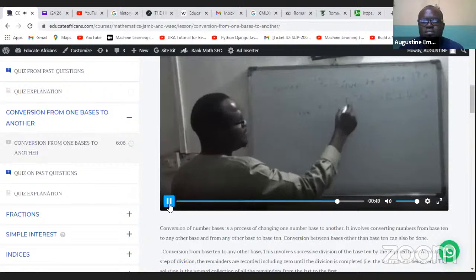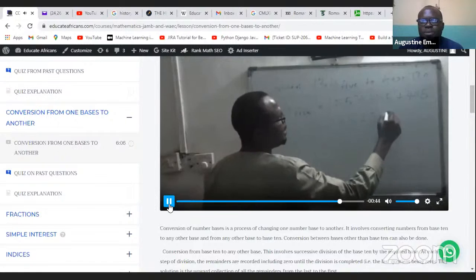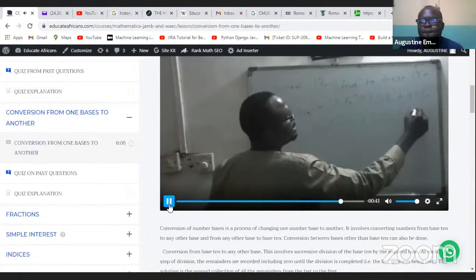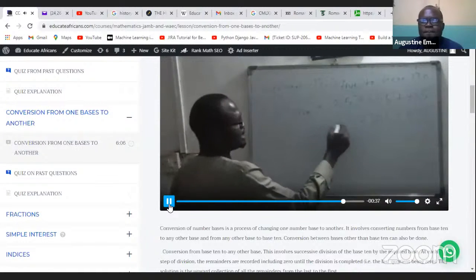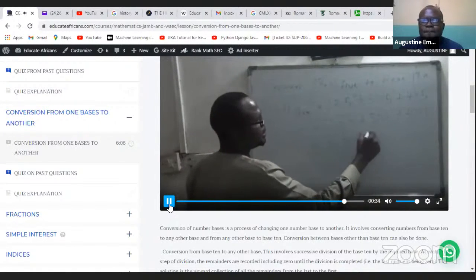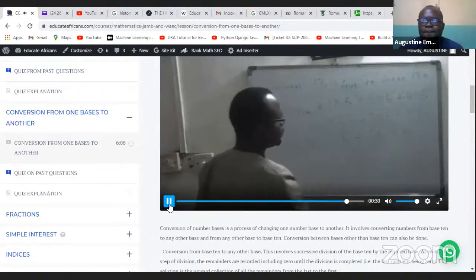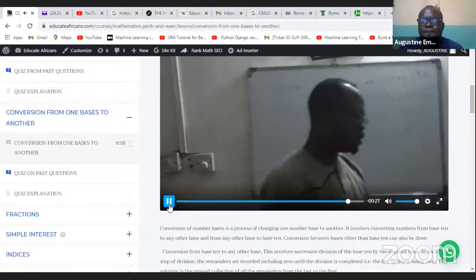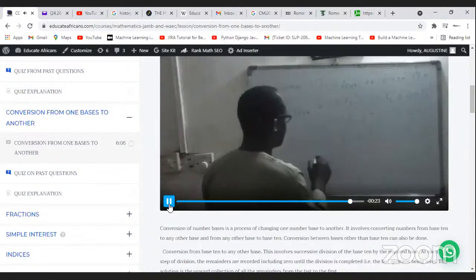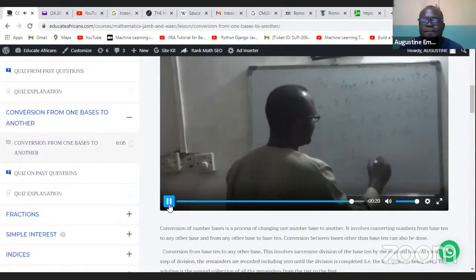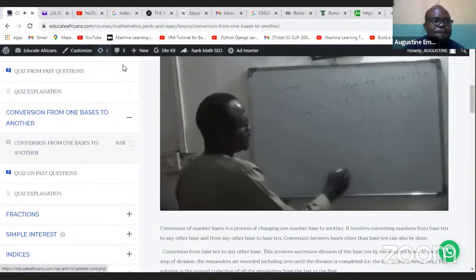Now, to simplify, 5 to the power 2 is 25, plus 3 times 5 to the power 1, which is 5, plus 4 times 5 to the power 0, which is 1. Anything to the power 0 is 1. Now, break it down. 1 times 25 is 25, plus 3 times 5 is 15, plus 4 times 1 is 4. Now, 25 plus 15 plus 4 is 44. So 134 in base 5 is 44 in base 10.